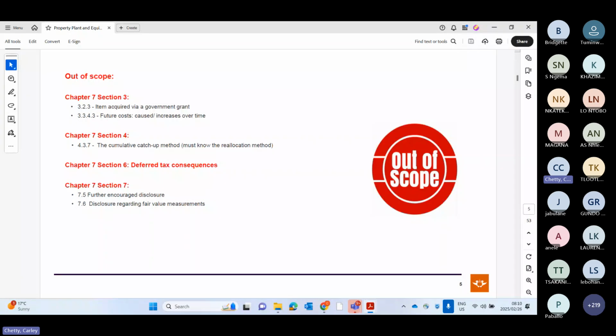If you look at section 7 in chapter 7, the cumulative catch-up method is out of scope, but we are only going to focus on the reallocation method. So if you see the cumulative catch-up method, you can ignore that for this module, but you must know the reallocation method. Deferred tax consequences are also out of scope. And then section 7 looks at further encouraged disclosure and disclosures regarding fair value measurements. Those are also out of scope.